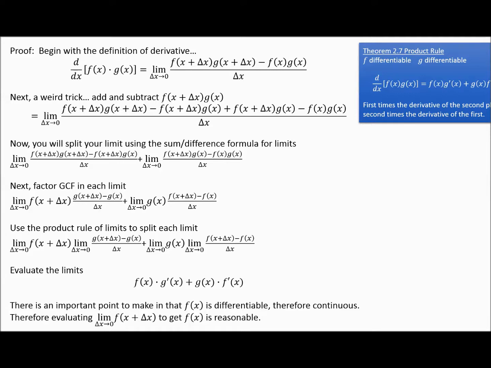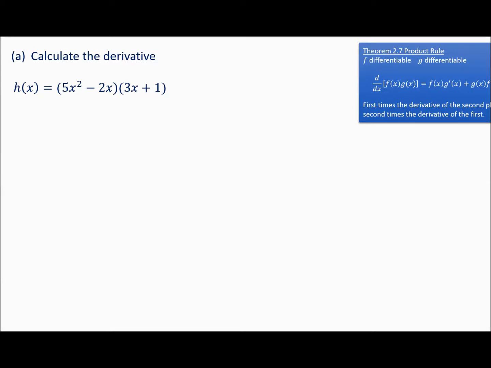Let's use this proof, okay? So here's our first problem. We want to calculate the derivative. Now again, you can memorize this definition that we have over here, or the product rule. That's exactly what it is. But what I want you to think about is first times the derivative of the second, plus the second times the derivative of the first. That's really what we're doing here.